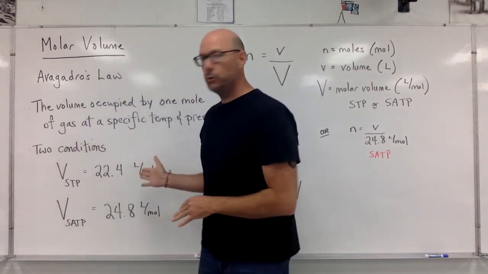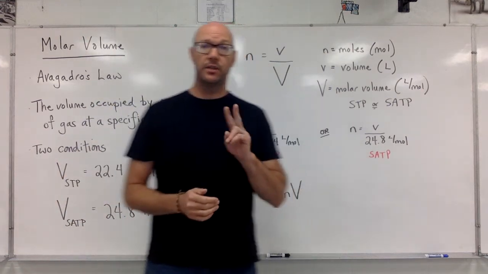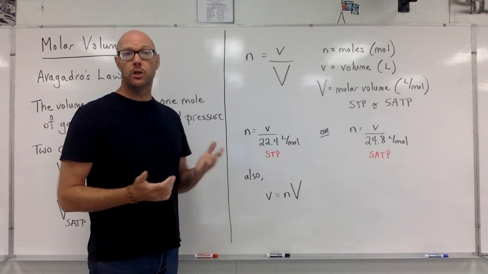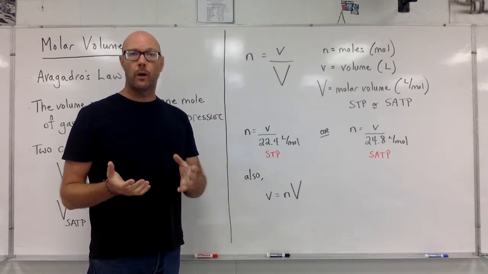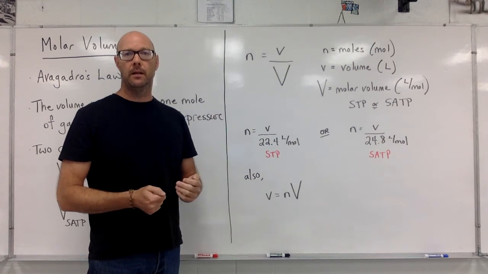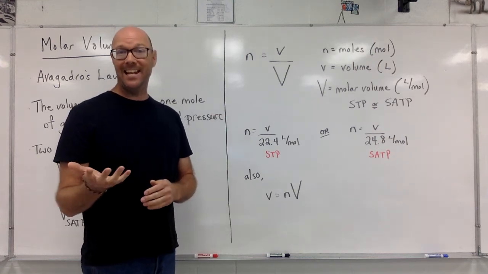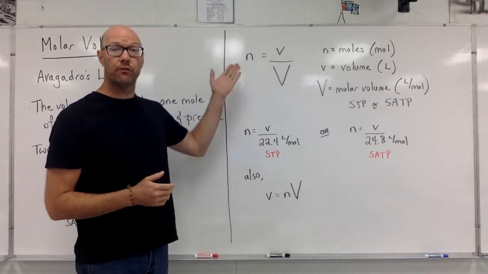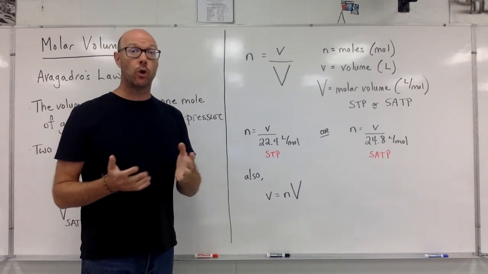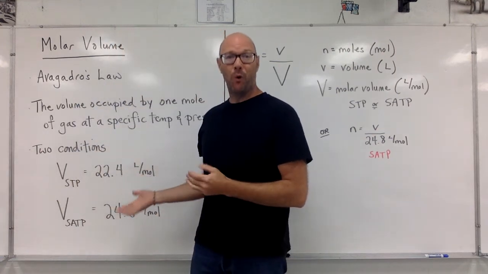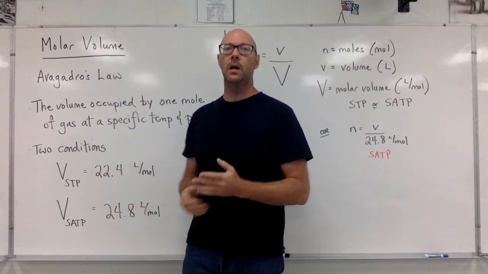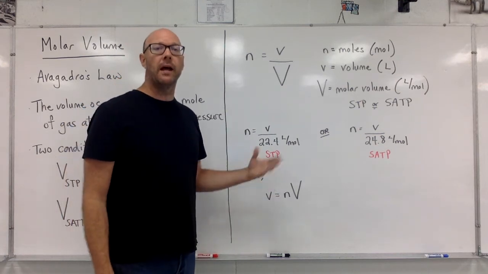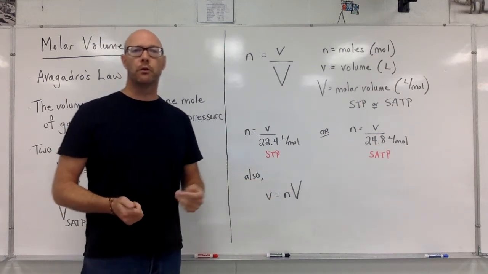Because there's only 2 sets of conditions that we're going to work with, this formula only works in 2 ways. Moles equals the volume divided by 22.4 liters per mole if a question tells us we're at STP, or if a question tells us we're at SATP, we're going to use 24.8. The denominator of this formula, this capital V, it's either going to be 22.4 or 24.8. It only works in 2 different ways. It's important to also highlight there are going to be times where we have to manipulate this formula around to solve for the volume.